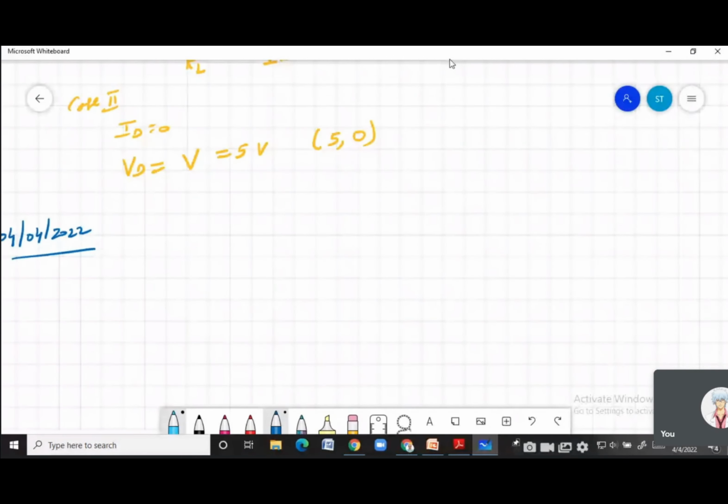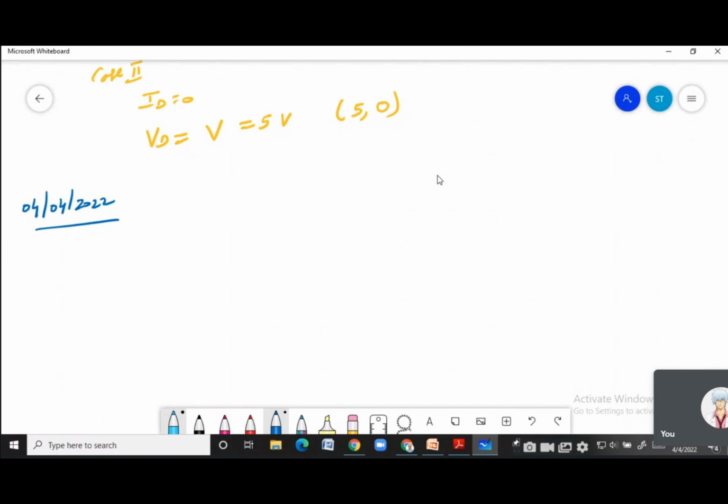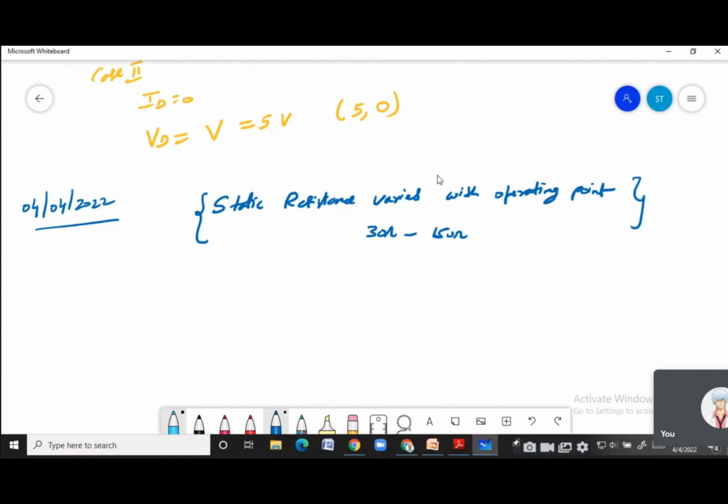Okay. Now, what you see with the static resistance is that it varies by a large value. It varies with the operating point. As I said, it varies from 30 ohms to 150 ohms. So static resistance gives you an idea of what its resistance is for given DC voltages and currents across the diode.